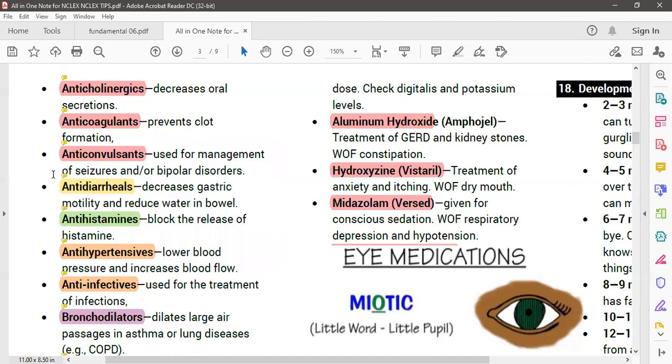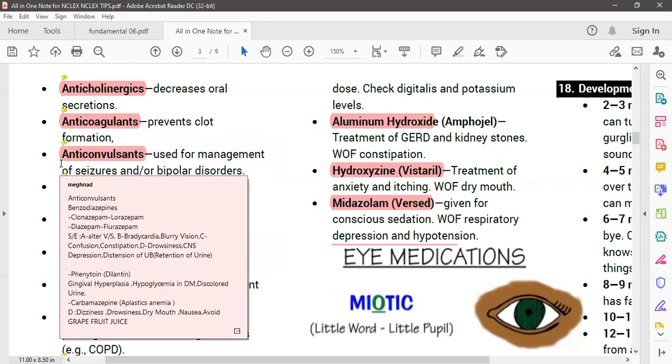What next? Next is anticonvulsant. The most common anticonvulsant we use, it is benzodiazepine. So anticonvulsant we use for management of seizure and bipolar disorder, right? Let me recap it. I said anticonvulsant we use management of seizure or anxiety disorder or bipolar disorder. Most common anticonvulsant are benzodiazepine.